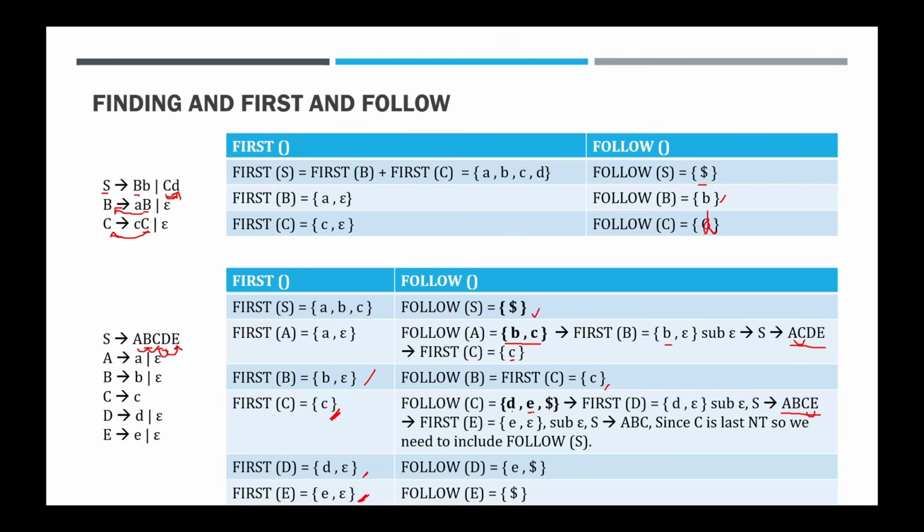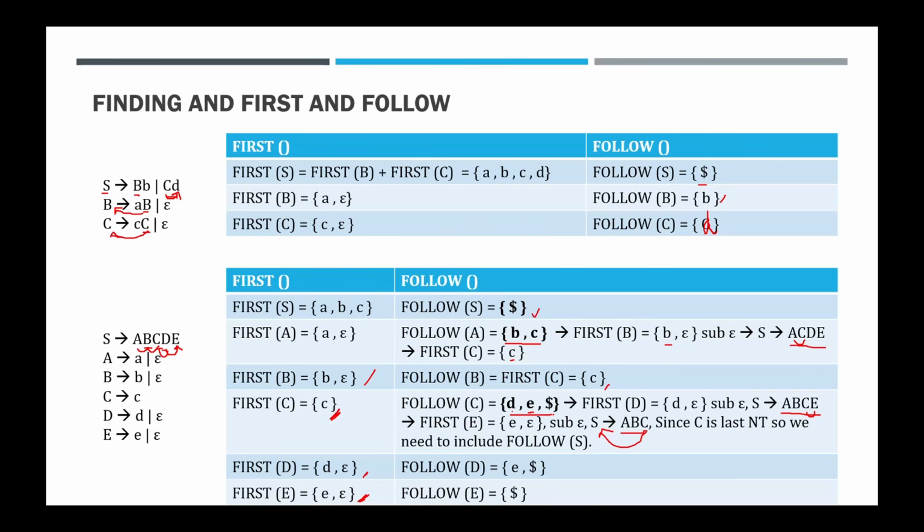Since E is also having epsilon, just substitute that. Your entire production is changed to A, B, C. Here C we have, so what is the thing that is after C? Do we have anything after C? No. So if there is no symbol after C, what we need to do? We need to include the follow of S. What is follow of S? Just dollar. So that is why the follow of C is d comma e comma dollar.